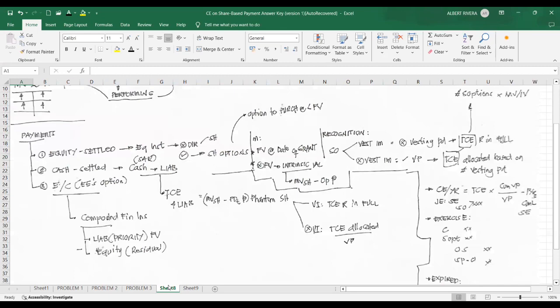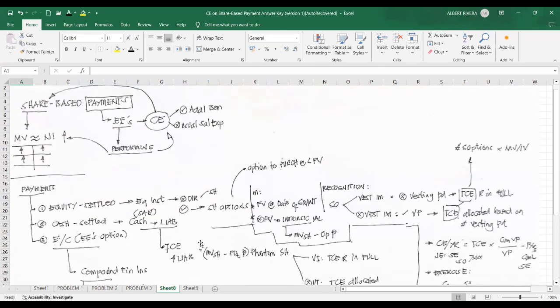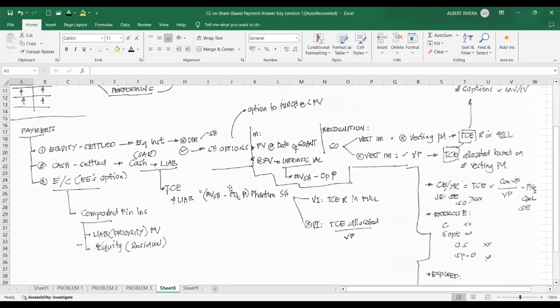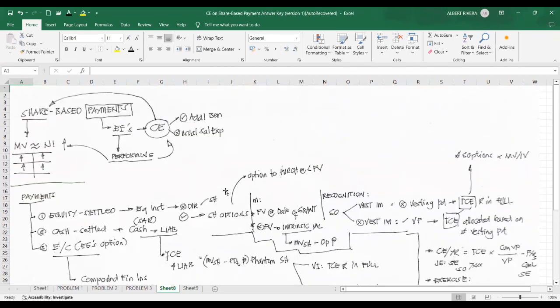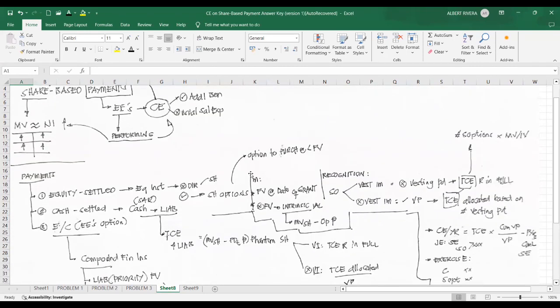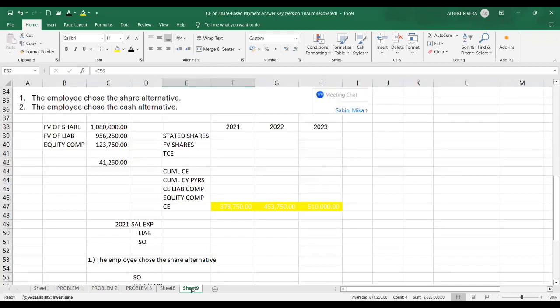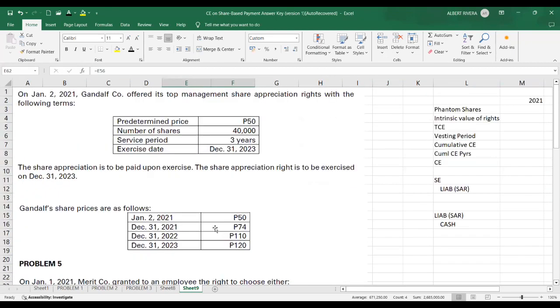So let's now go to problem 4. So dalawa na lang to. Okay? Dalawa na lang to. Tapos na ang share-based payments natin. Okay? So let's now go to problem 4. So sa problem 4 class, this is now the cash settled. Obvious naman eh. Bakit merong predetermined price? The predetermined price is an agreement wherein the basis of compensation would be the difference between the succeeding value of the shares minus the predetermined price.